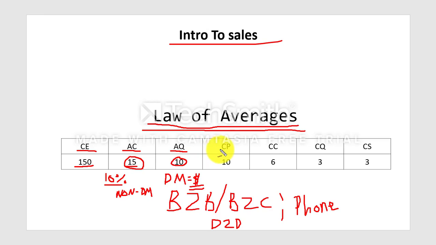Out of that 10, how many of those customers did I actually present to and try to sell to? If I had 10 people that were decision makers in charge of the money, I should probably present to all 10. Realistically, I can't expect to close all 10, right? I don't care how good you are. If you're Jordan Belfort, you're not going to close all 10.